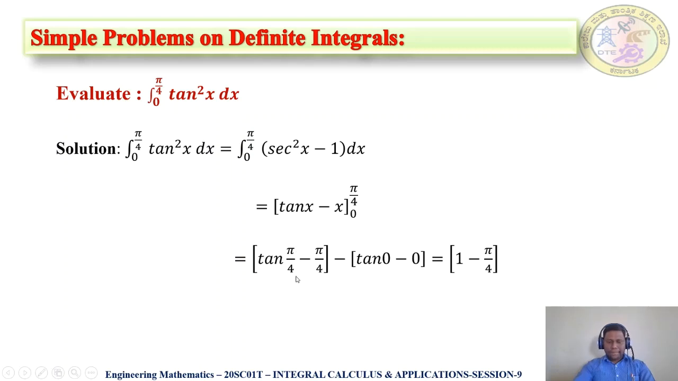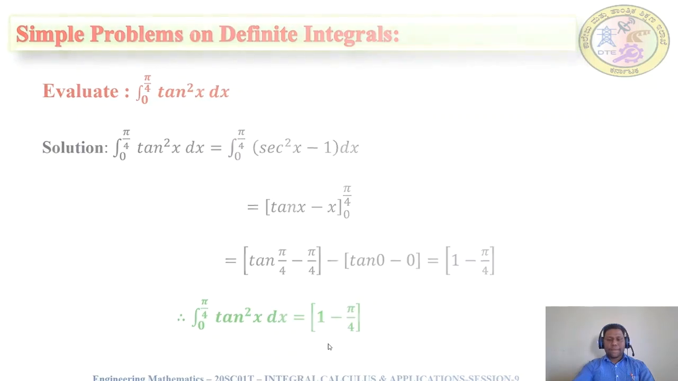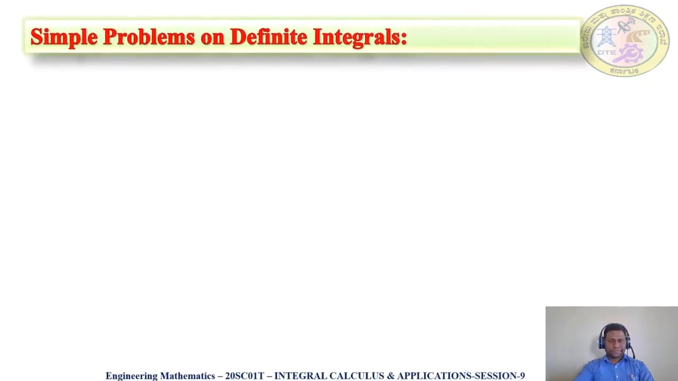You know that tan pi by 4 is 1. Pi by 4 will remain as it is. Tan 0 is 0 and this term is also 0. So this whole term vanishes. It remains with 1 minus pi by 4. Therefore, integration from 0 to pi by 4 tan square x dx is 1 minus pi by 4.